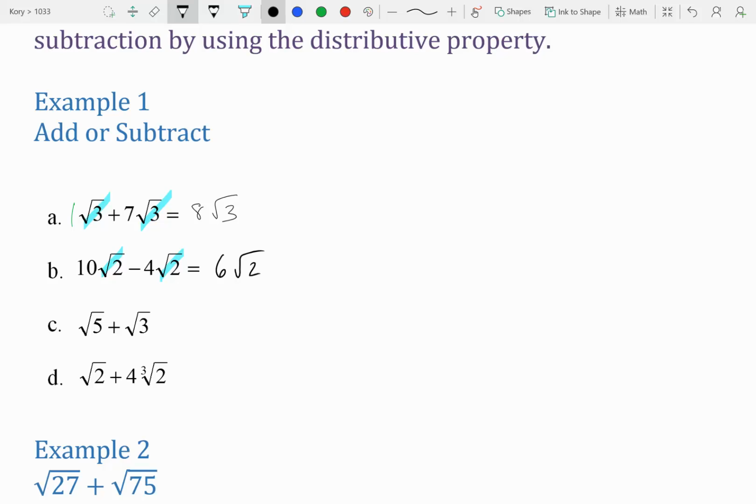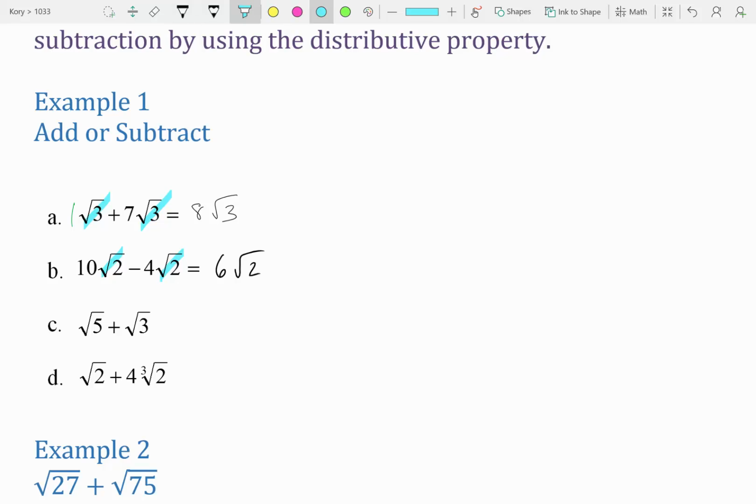Now, next, we cannot add those because 5 and 3 are not the same on the inside. So the 5 is just like x, the 3 is just like y. They're not the same, so it's already simplified. And the same thing for D.